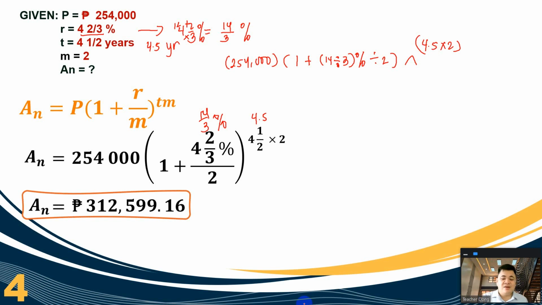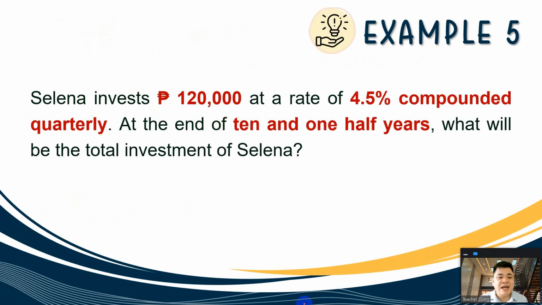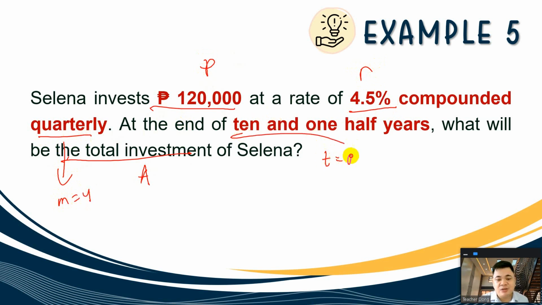Alright? Now, let's have the last example. Selena invests 120,000 pesos at a rate of 4.5% compounded quarterly. At the end of 10.5 years, what will be the total investment of Selena? So when you see the total, it means we are looking for the maturity value. So 120,000 pesos here is the principal, and 4.5% is the rate. Compounded quarterly means M is equal to 4. 10.5 years means time is equal to 10.5 years.